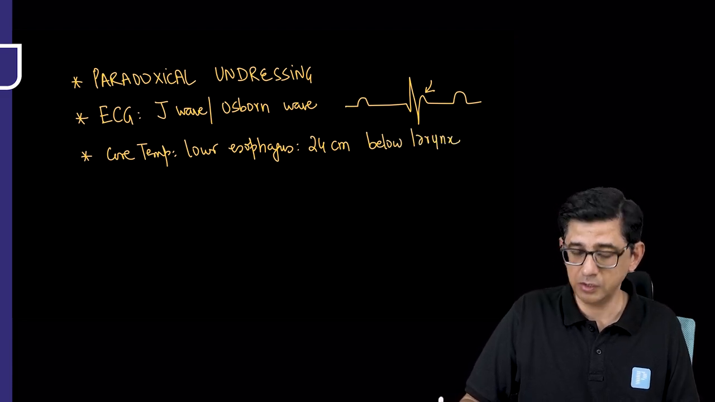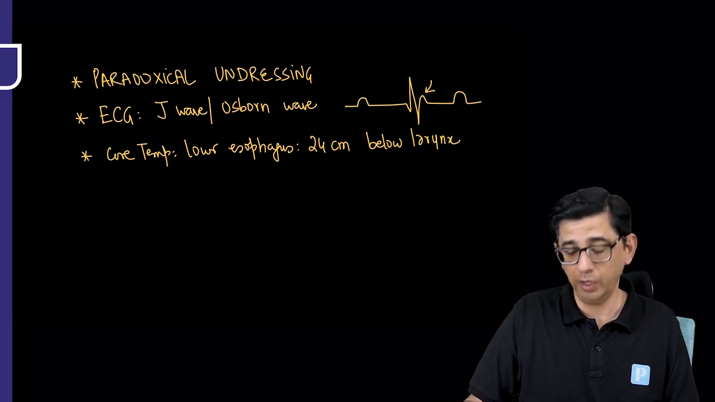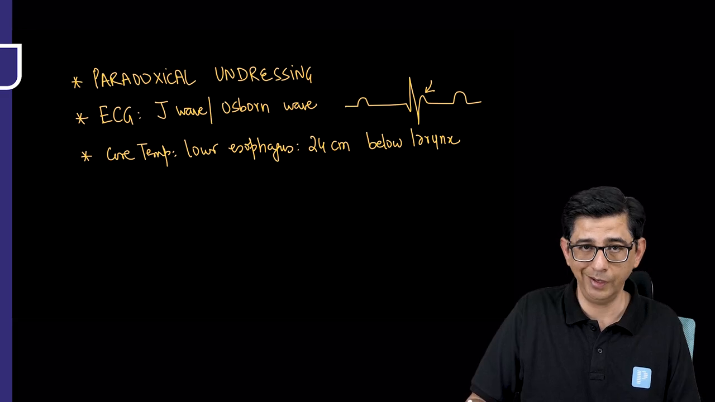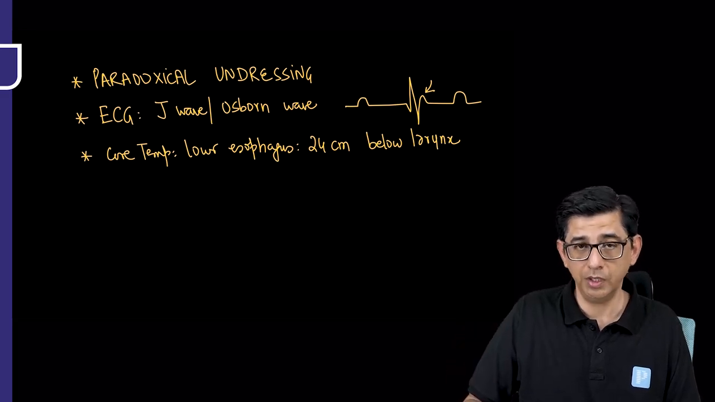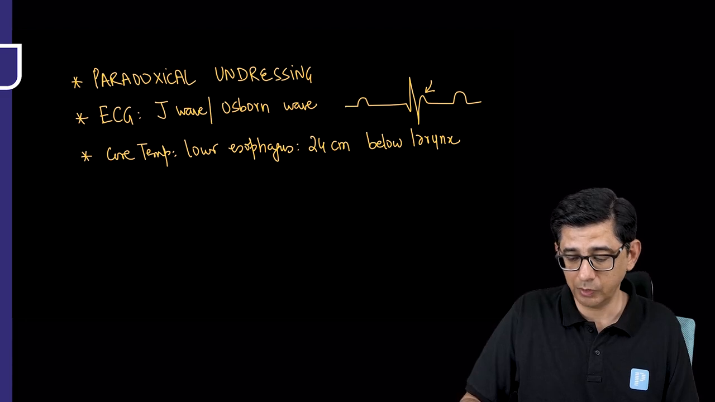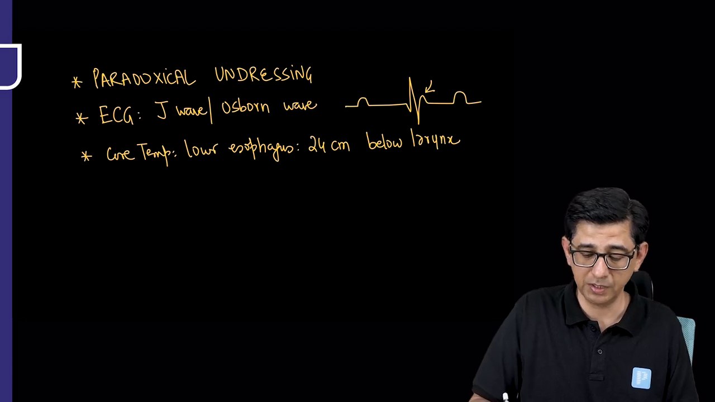At this, I get a lot of queries. Sir, the length of the esophagus is 25 centimeter. You're saying 24 centimeter. I'm saying 24 centimeter, not the entire length of the esophagus. I'm saying in the lower one third of the esophagus, that's okay. But the 24 centimeter I'm calculating from the larynx and not from the start of the esophagus.